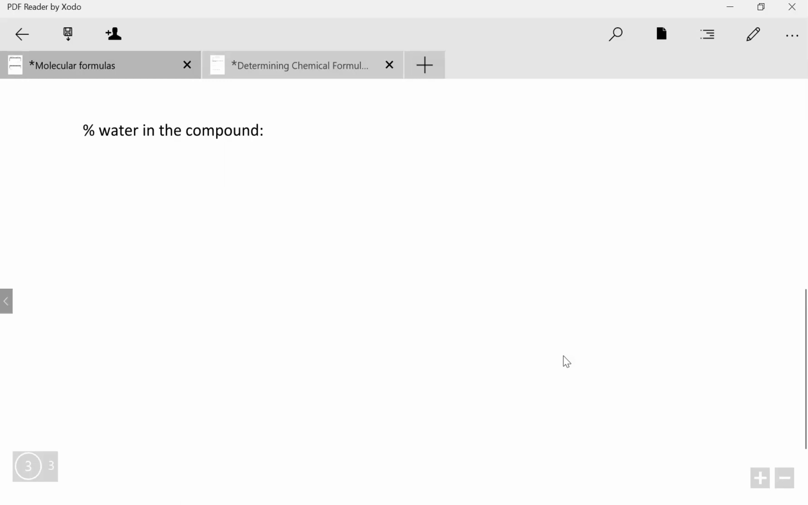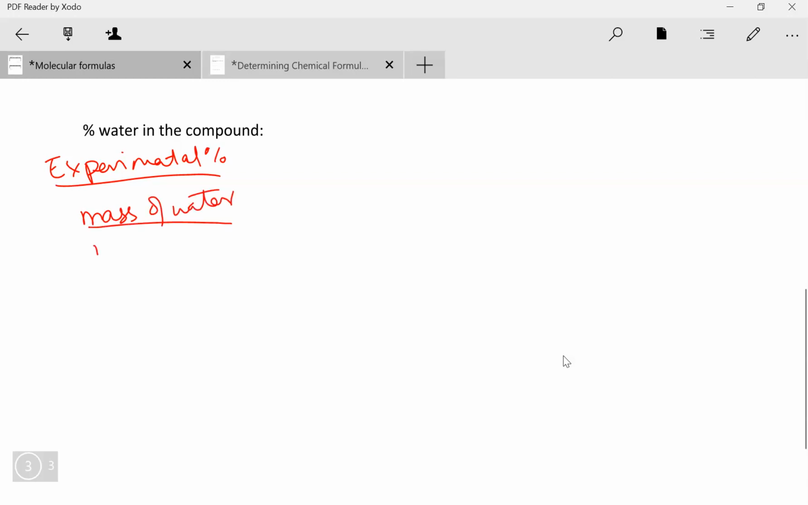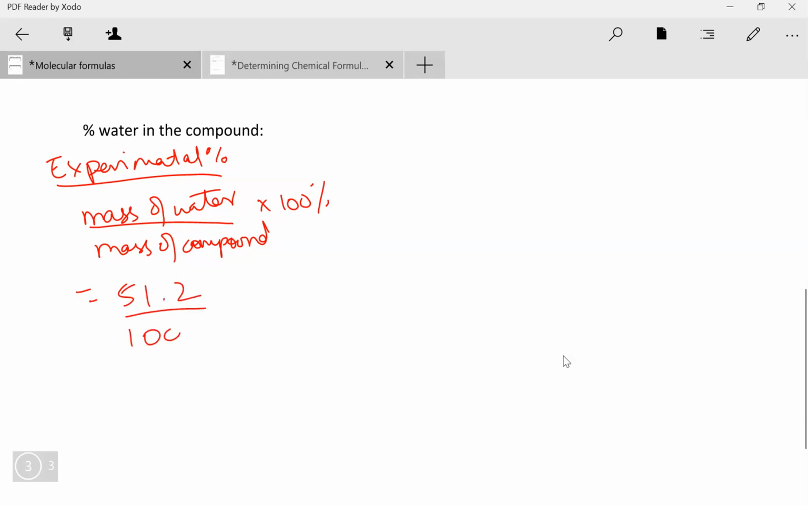So first we have to calculate our experimental percent, which is our actual mass of water divided by our total mass of compound, times 100%. Our mass of water was 51.2, and the mass of compound was 100 grams. Note that that's the total mass of the compound. Times 100% is just 51.2%. Nice and easy.